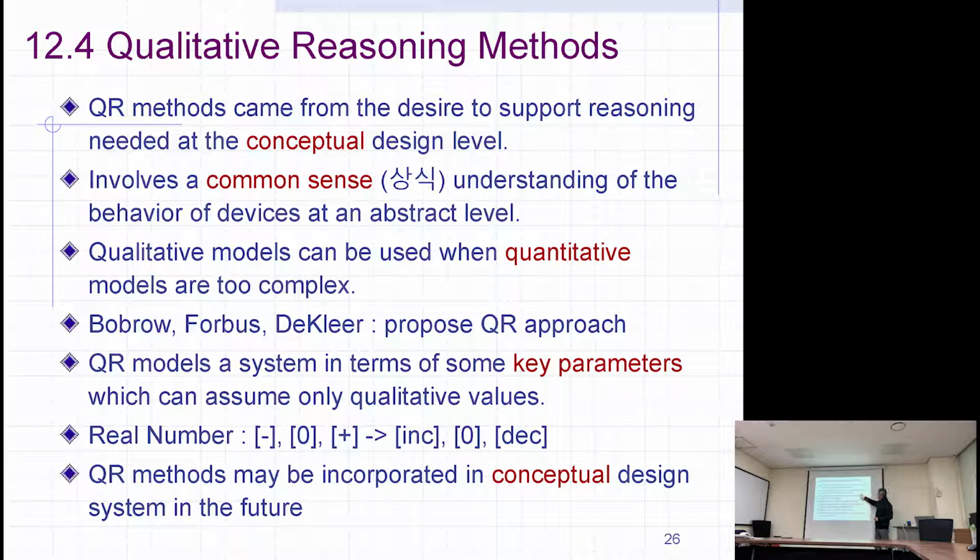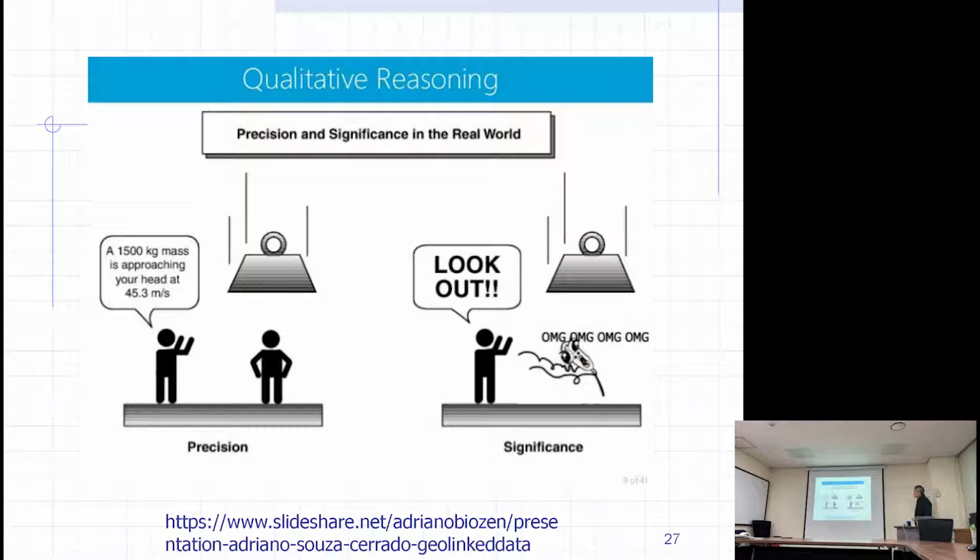Quantitative models, qualitative models. There should be key parameters, real numbers, also conceptual. Right. So what is qualitative? Saying more than one ton mass is approaching your head by speed of 44 is not helping him. Saying "Look out!" is better. So what is this? Not mathematics. It looks like qualitative, not quantitative.